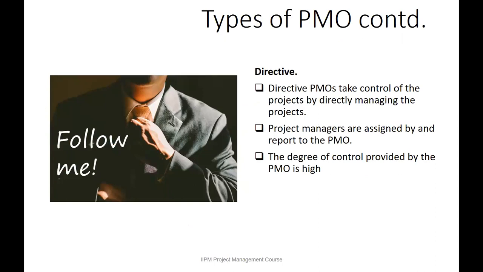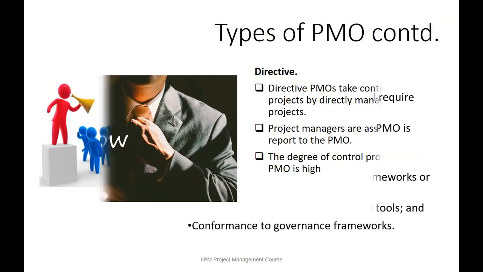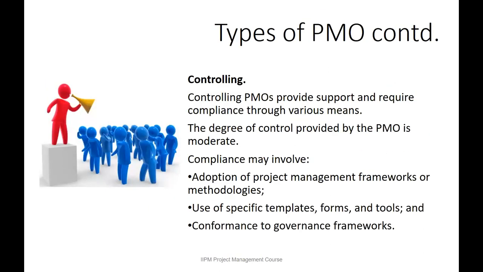Okay. Now we have the directive. The directive PMOs take control of projects by directly managing the project. Under the controlling type, they might not be the one managing the project, but the directive, they are directly managing the project. Project managers are assigned to and report to the project management office. Okay, the degree of control provided by the PMO is high. Under the controlling type, the degree of control provided here is moderate.